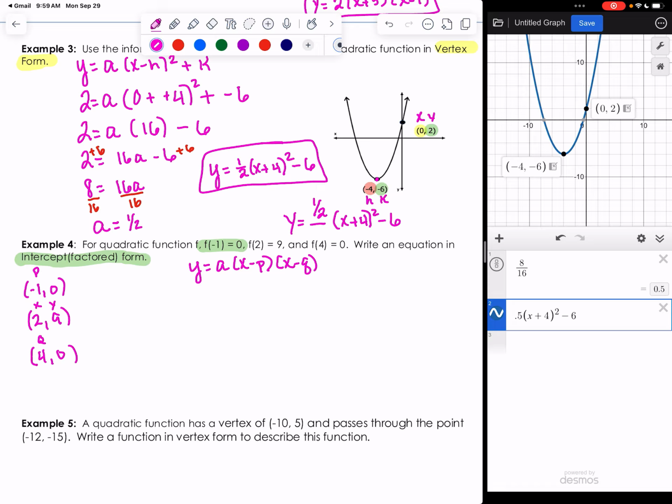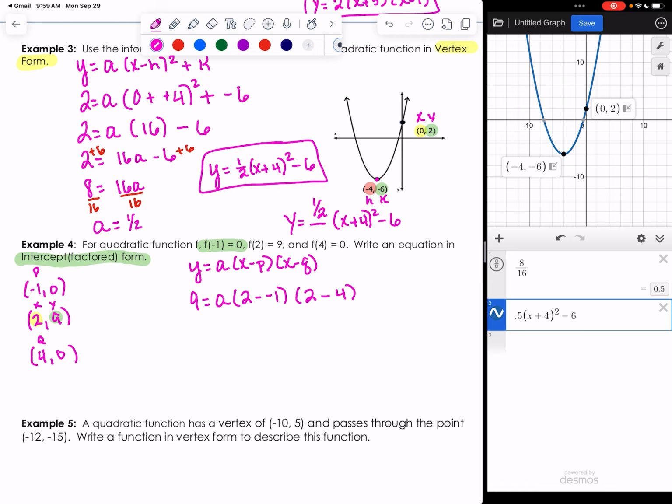All right, let's plug in what we know here. For the y, I'm going to plug in the y value, which is 9. We do not know a. For the x, I'm going to plug in the x value, which is 2. For the p, I'm going to plug in -1. And for x, I will plug in a 2. And for q, I will plug in a 4.